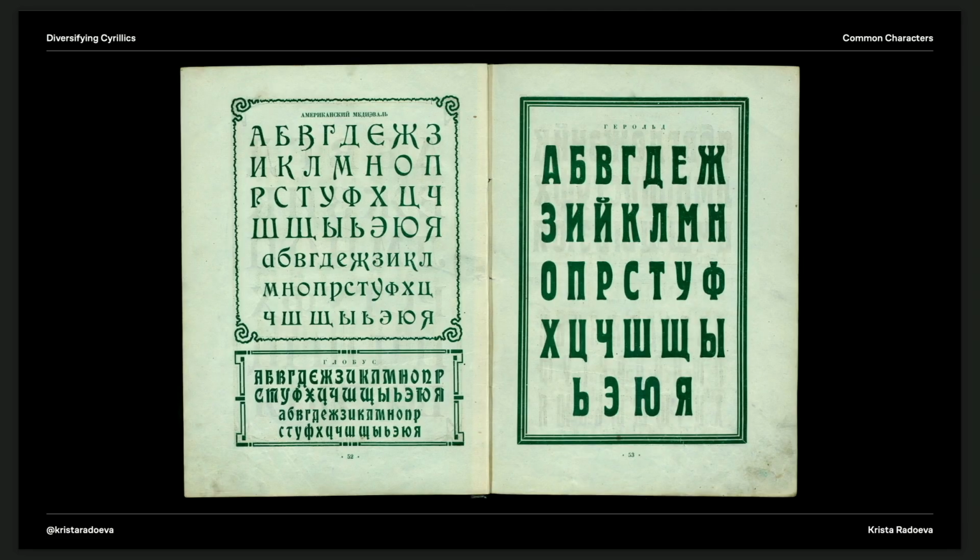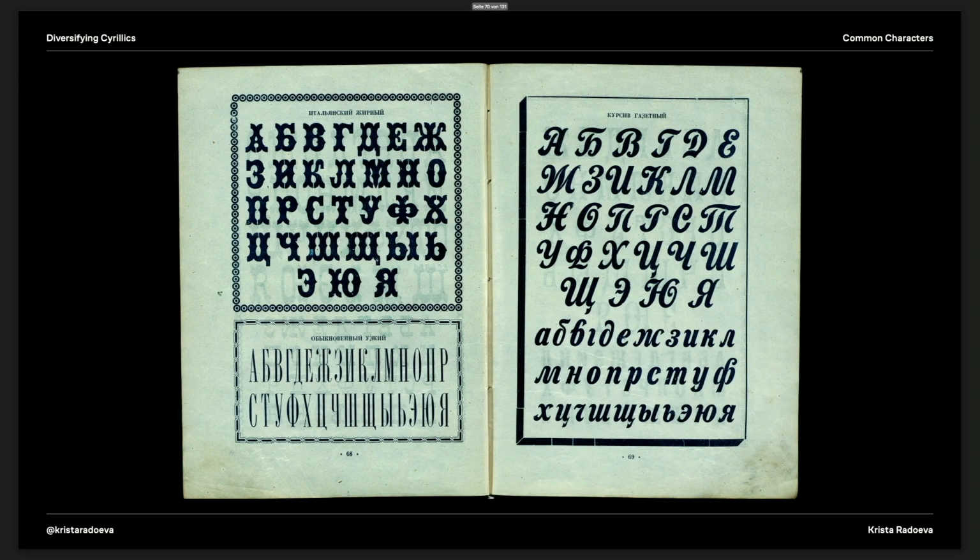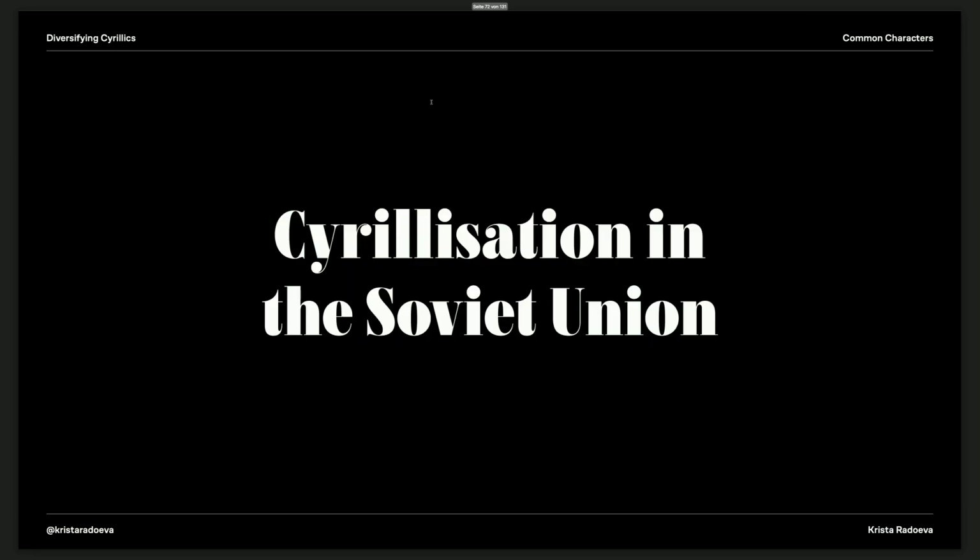But at the same time, I love looking at these because a lot of these shapes would not be okay today, and they're from the 1800s. So you can see that people were definitely exploring. Designers were like, okay, how are we going to do this weird Latin style in Cyrillic? Does it really work?